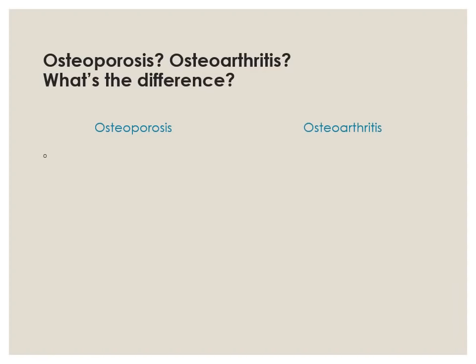Okay, so we're going to get into osteoporosis and osteoarthritis. They're very similar, so how can we tell the difference? So osteoporosis is the loss of bone mass, which increases the risk of fractures, even those spontaneous fractures, whereas osteoarthritis is pretty much the degeneration of a joint.